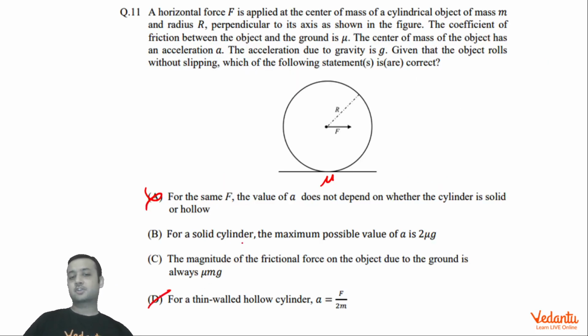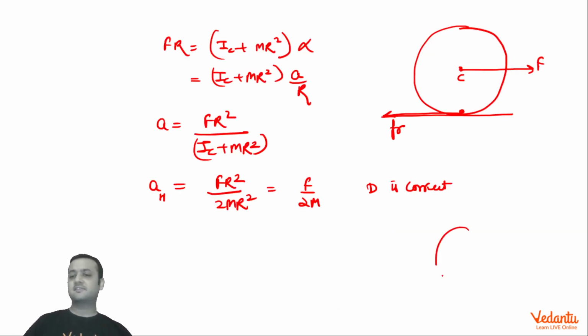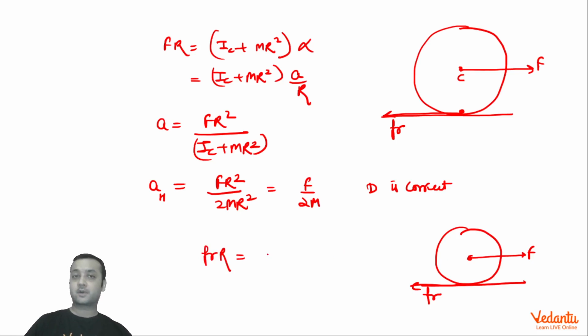Option B, for a solid cylinder, the maximum possible value of A is 2 mu g. Now, this we can find very easily by writing the torque about the center of mass. About the center of mass, torque of F will be 0, torque of normal will be 0, torque of mg will be 0. Only friction is going to produce the torque, right? Hence, we can say Fr into R will be equal to I about the center of mass. For a solid cylinder, what is the moment of inertia about the center of mass? Half MR square into alpha.